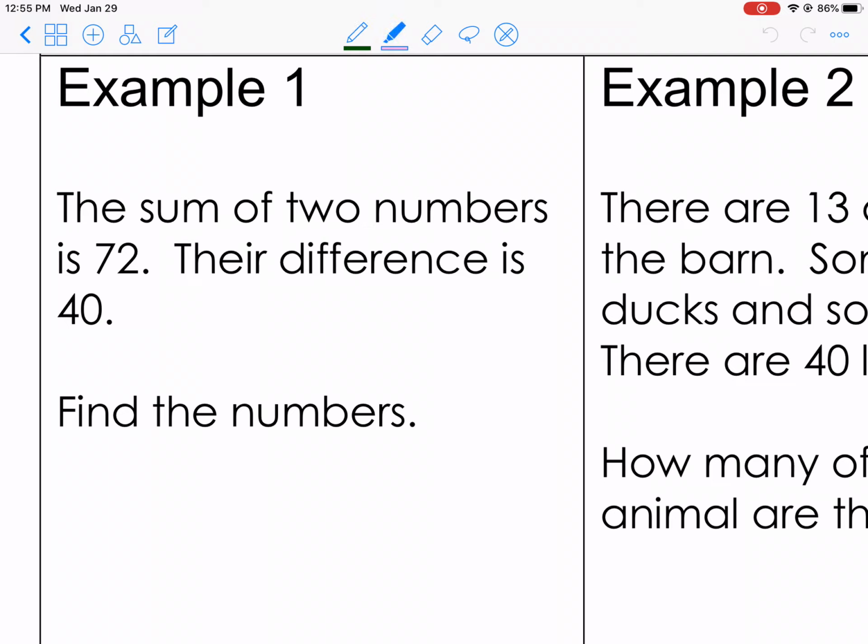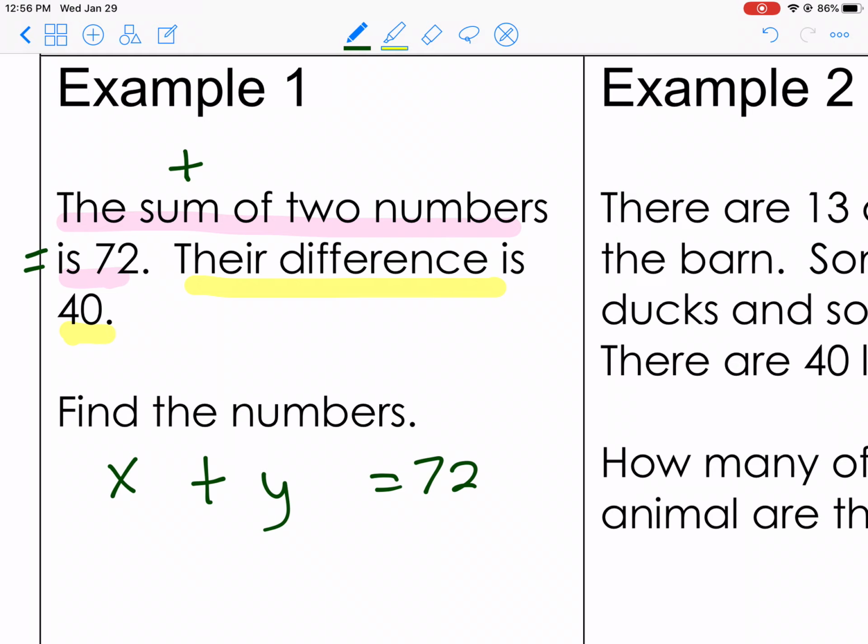So the first sentence says, the sum of two numbers is 72. The second sentence says, their difference is 40. Find the numbers. So just from the first sentence, we can find an equation. The sum means adding two numbers, and is means equals. So I'm going to add two numbers, and they equal 72. And I don't know what those numbers are, so I'm going to use variables. I'll use x and y. The sum of two numbers is 72.